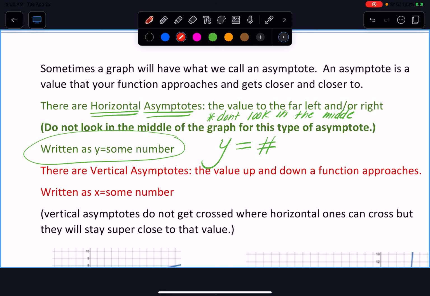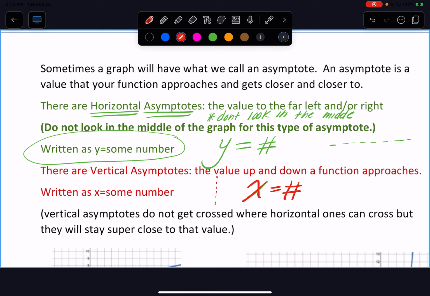Now, vertical asymptotes are up and down. So horizontal will go like this. Vertical asymptotes are up and down, and we just look and see if there's a gap. It's going to be a gap in the graph, a break. And it's going to be x equals some number that it's getting close to and then jumping over.